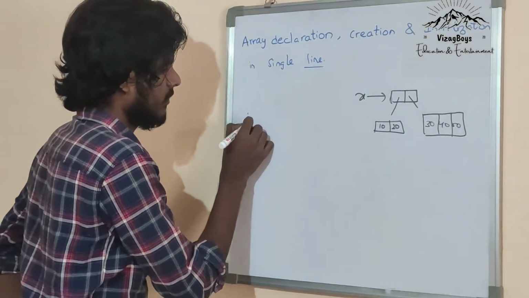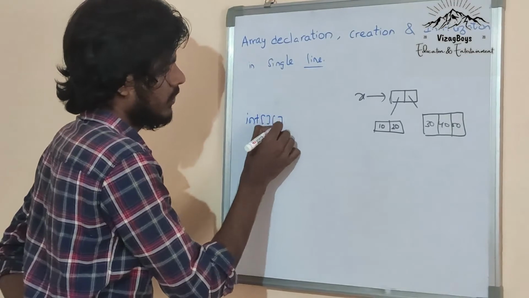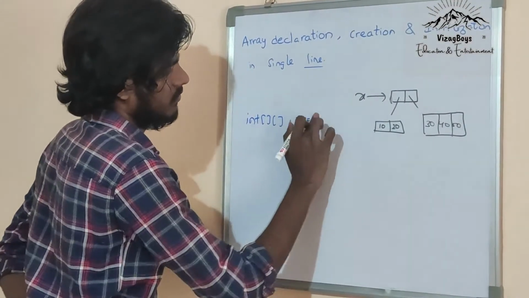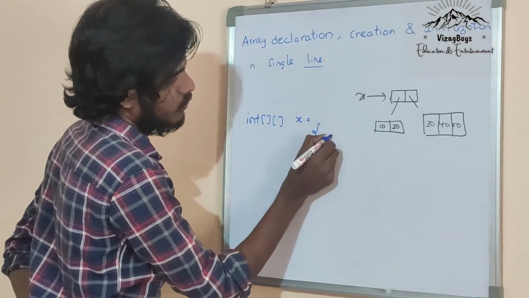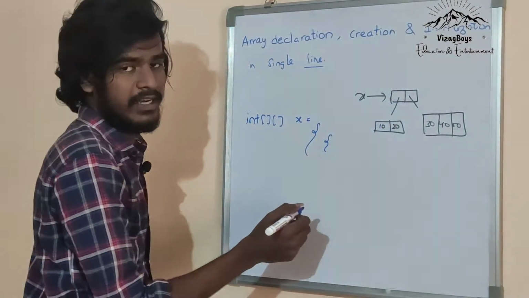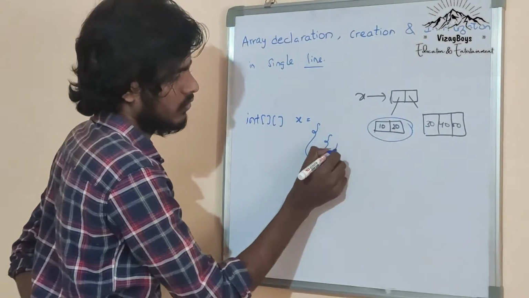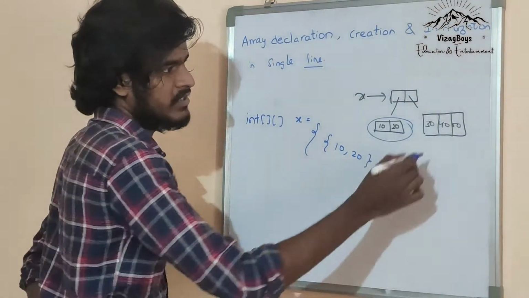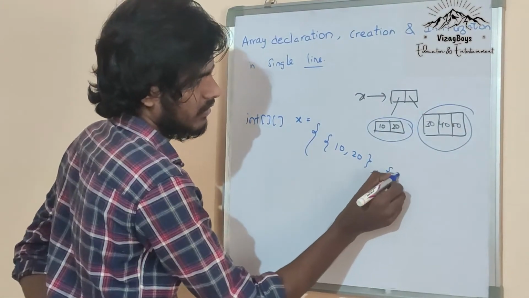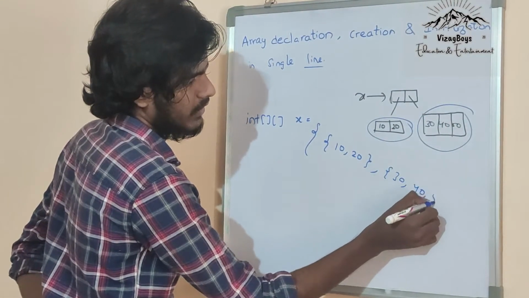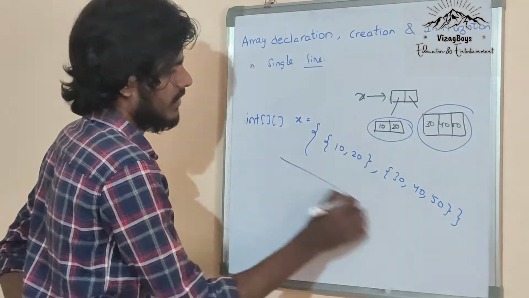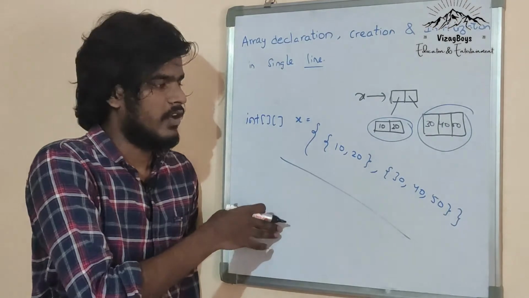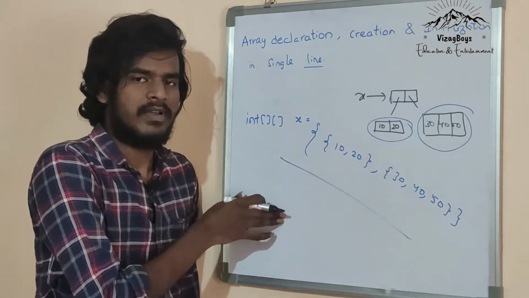Listen carefully. Int two-dimensional array x is equal to a two-dimensional array. What does the first element contain? A single dimensional array of size 2: 10, 20. The second element contains a single dimensional array of size 3: 30, 40, 50. Okay friends, this is the way to write it. We can use this shortcut for multi-dimensional arrays also.